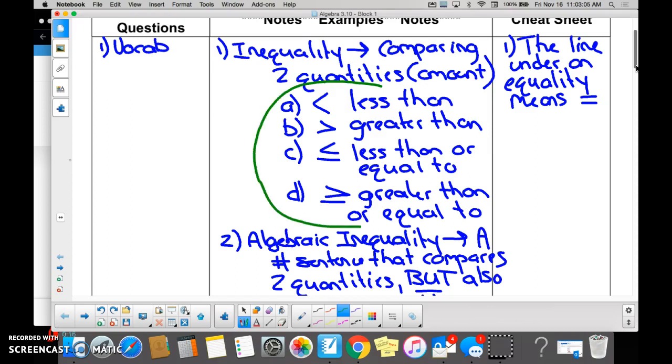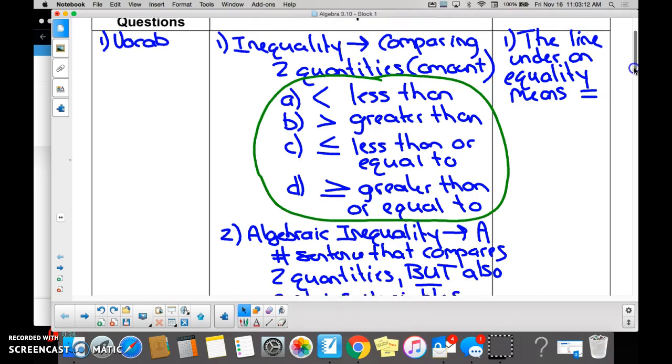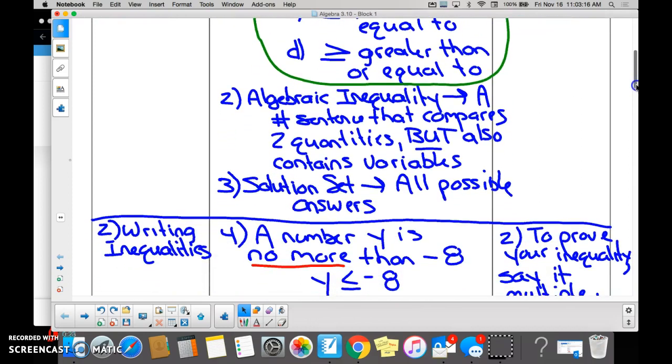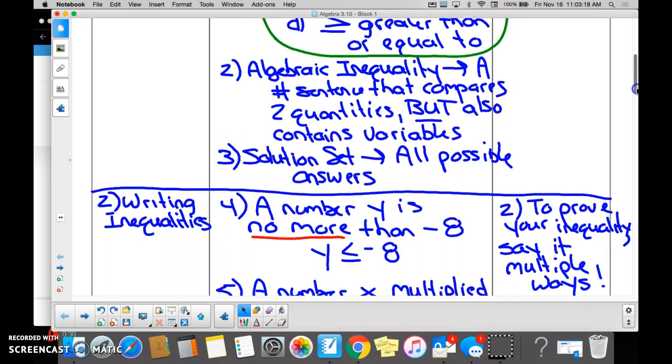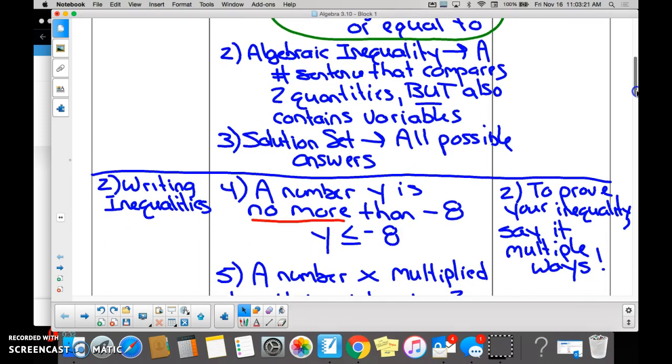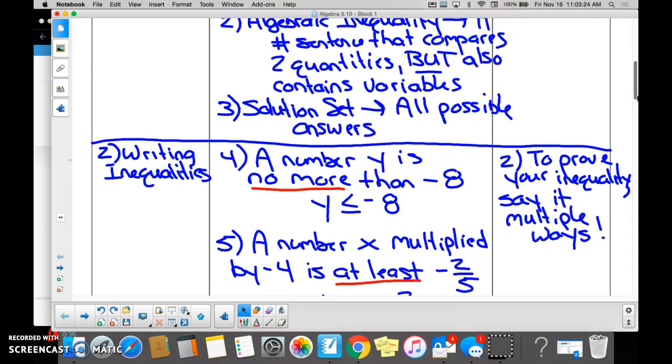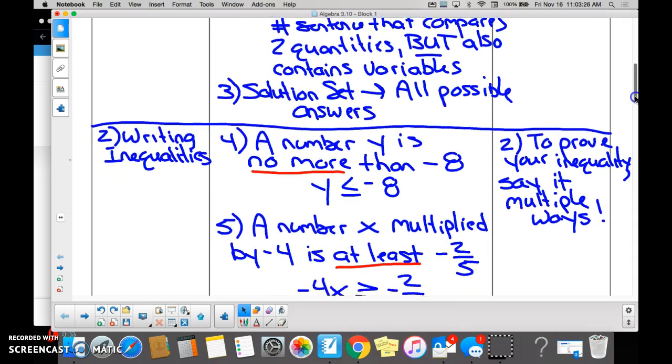If, again, this is a struggle for you, you've got to fix that struggle because you're going to be dealing with inequalities for the rest of the year and the rest of your mathematical life, which is the rest of your life. Algebraic inequalities are basically just like algebraic equations. They're number sentences, but this time they're comparing two quantities and not setting them equal to one another. A solution set would be all of the answers of an inequality.